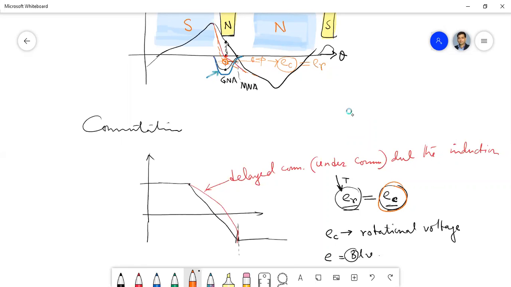Okay, but if the cancellation is not done properly, and if we have much negative flux there, then what will happen? We'll get a faster commutation than the linear one. Is that clear? And what will happen due to that? We'll have some sparking in this end. This end will face the sparking, and that is called the overcommutation.